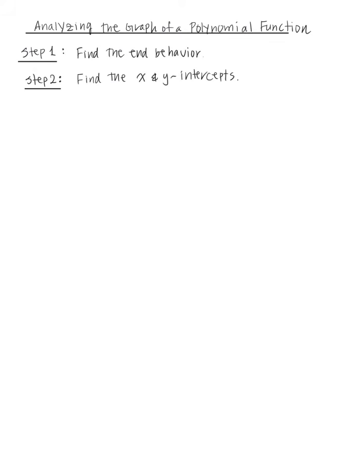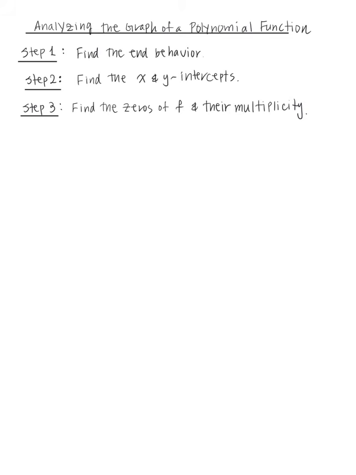All right, so the last thing, let's write down all the steps for how we can analyze the graph of a polynomial function and how to graph it out. Step 1, find the end behavior of the graph. Step 2, find the x and y-intercepts. Step 3, find the zeros of f and their multiplicity.